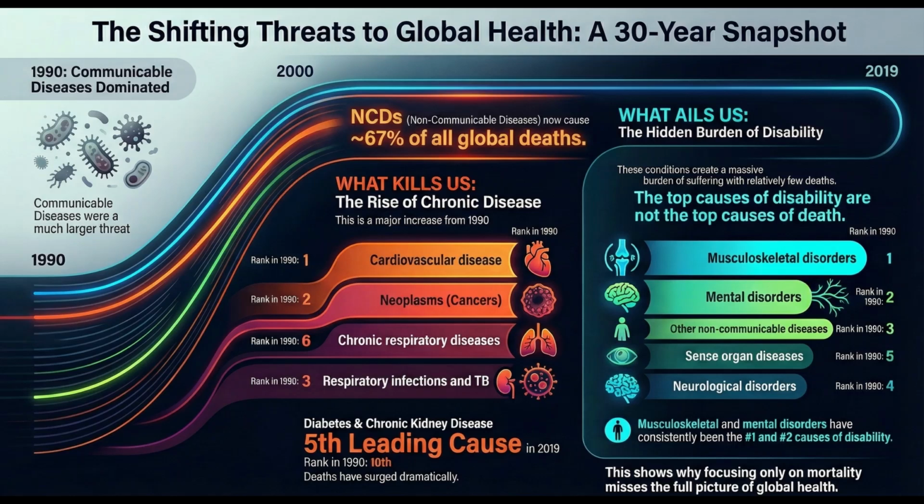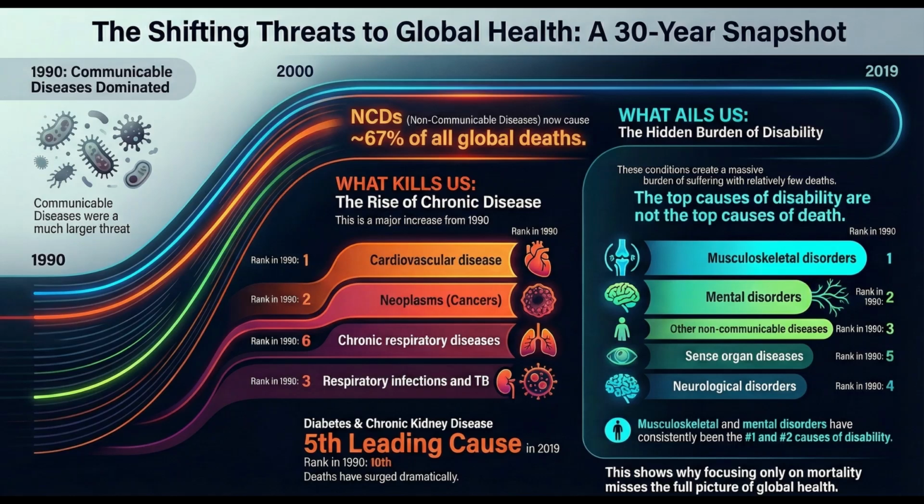The top fatality causes in 2019 confirm this completely. What are they? Number 1, cardiovascular disease, claiming 18.5 million lives. Number 2, neoplasms, or cancer, claiming 10 million. And number 3, chronic respiratory diseases. These are the giants we face today. That is a fundamental reengineering of the human health threat profile in less than 3 decades.